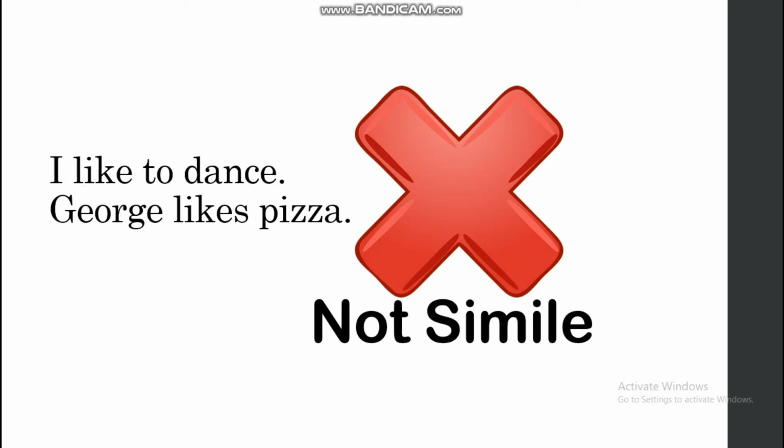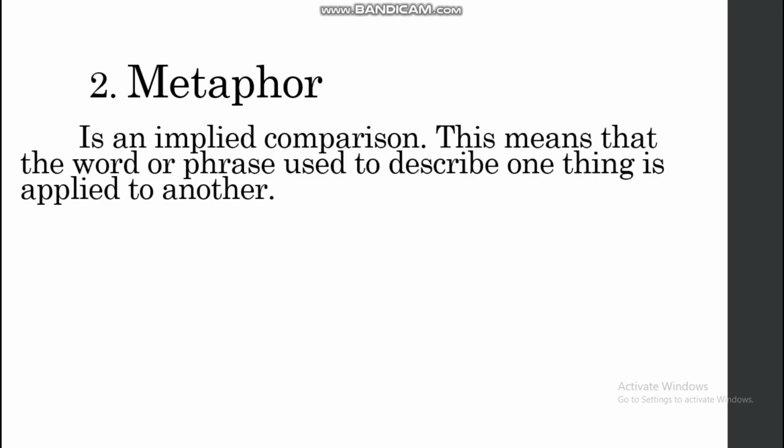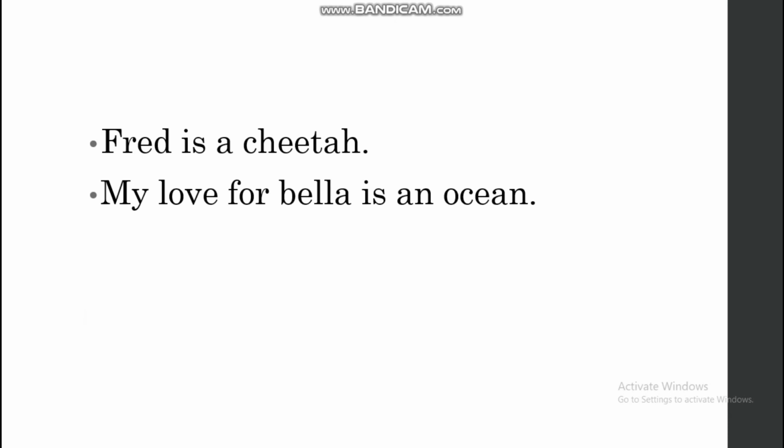And next, figures of speech, metaphor. It is an implied comparison. This means that the word or phrase used to describe one thing is applied to another. Unlike simile, we don't use like or as. We just simply compare two things directly. For example, this cake is a rock. We didn't use as or like. Another example, Fred is a cheetah.